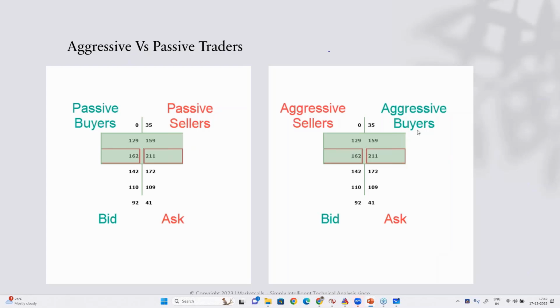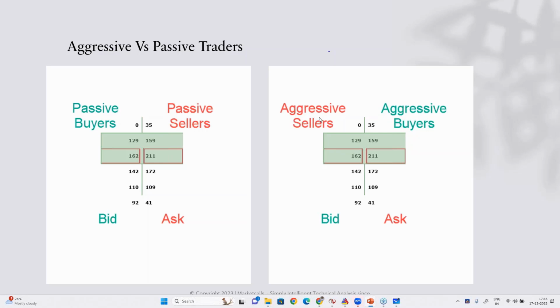If I am seeing an aggressive buyer on the buy side, it means the passive sellers are on the right hand side. Both are the same values. There are 159 lots. If it is on the buy side, it was done by an aggressive buyer. So who is the counterparty? The counterparty is matched with the passive seller. So that same 159 lots is a passive seller over here.